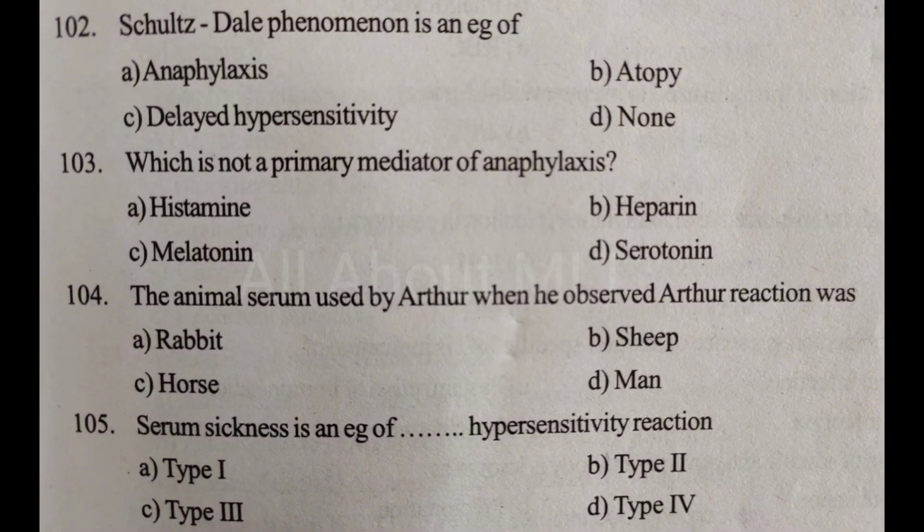Serum sickness is an example of dash hypersensitivity reaction. Option A, Type 1; option B, Type 2; option C, Type 3; option D, Type 4. Answer is option C, Type 3.